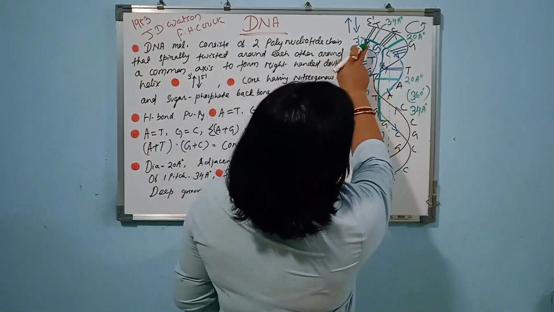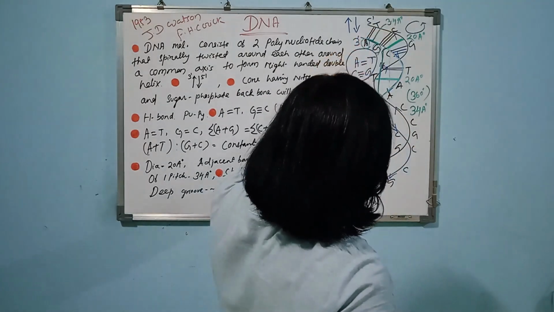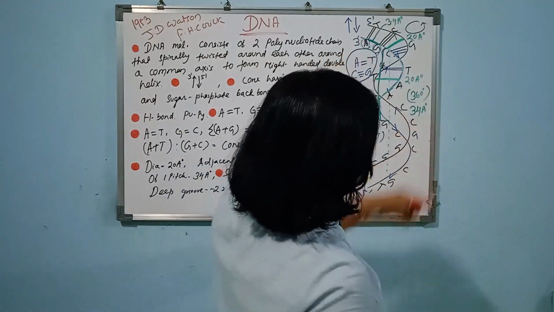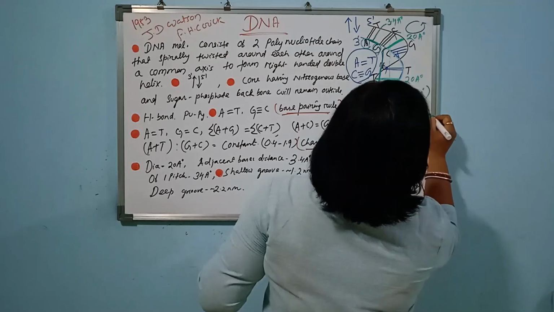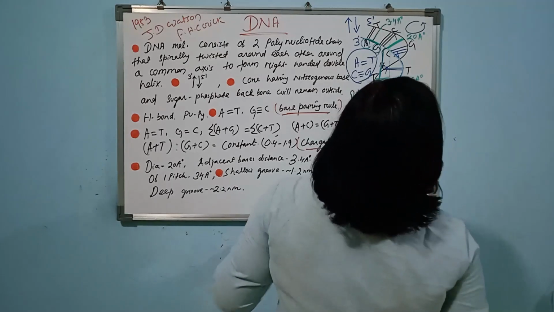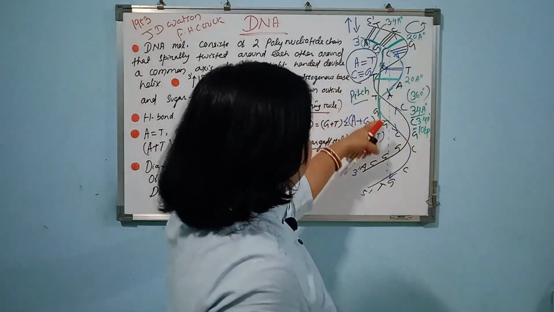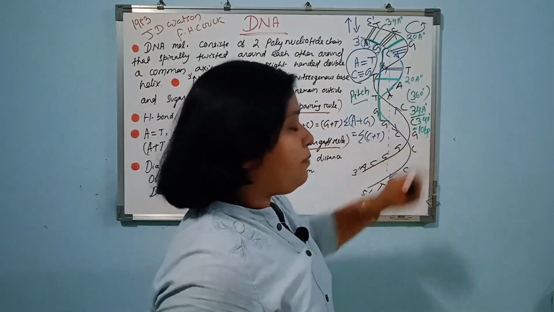So in one pitch, or you can say in 1 turn, how many bases will you find? The distance between two consecutive bases is 3.4 angstrom. The distance of one pitch or 1 turn is 34 angstrom. So there are 10 base pairs present in one pitch, or in 1 turn you will find 10 base pairs.